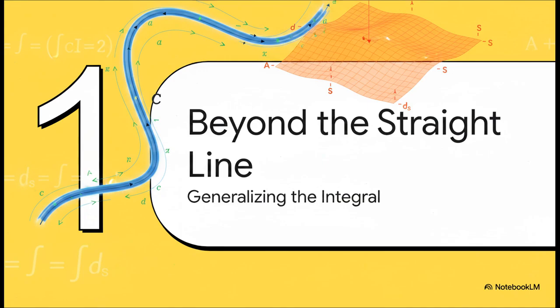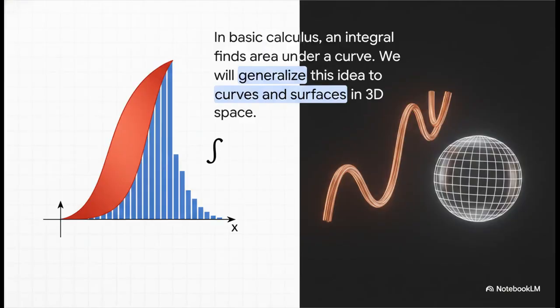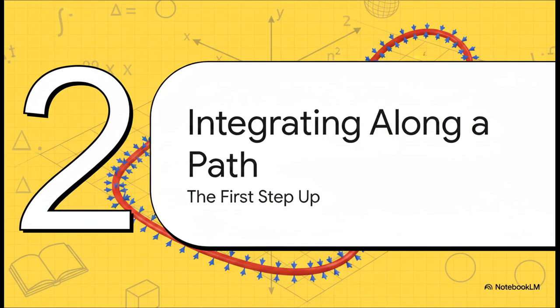All right, first things first, we have to fundamentally rethink what an integral is even capable of. You probably remember that a basic integral is all about adding up tiny little rectangles under a curve along a straight line, the x-axis. But what if your axis isn't a line at all? What if it's a winding road or the curved dome of a stadium? Well, we're about to generalize that core idea, breaking the integral out of its one-dimensional prison and letting it loose in 3D space.